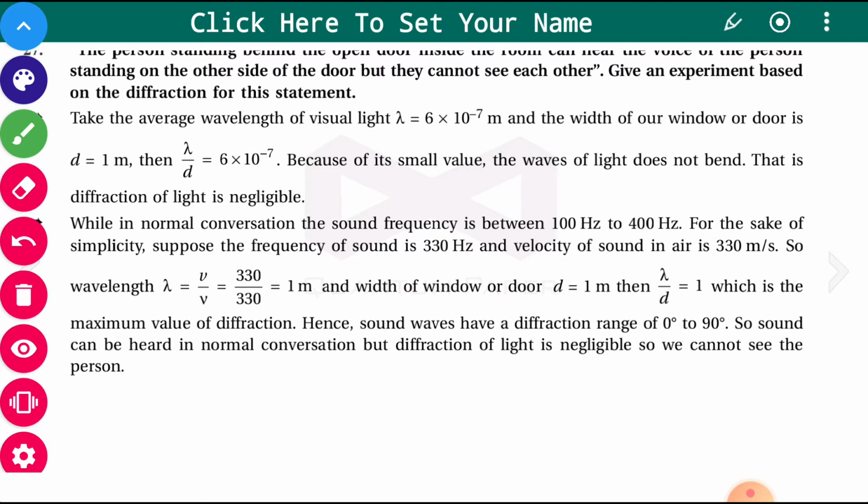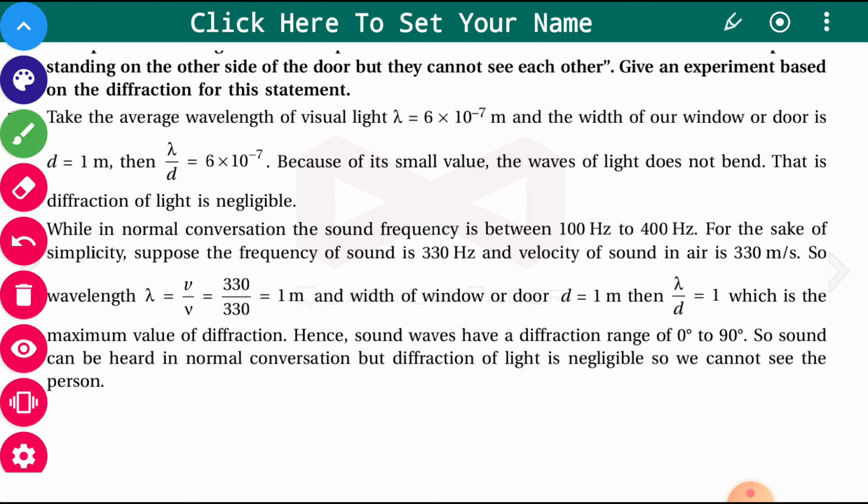Now see, take the average wavelength of visible light. Visible light has a wavelength between say 4 to 8,000 angstrom, or 4 into 10 raised to minus 7 to 8 into 10 raised to minus 7 meter. If you take the average of this, 4 and 8, 12, 12 by 2, 6. So 6 into 10 raised to minus 7 meter can be the average wavelength of visible light.